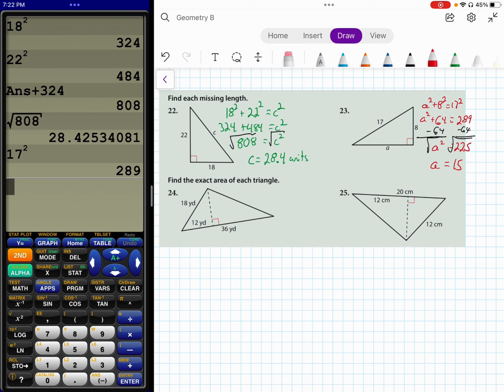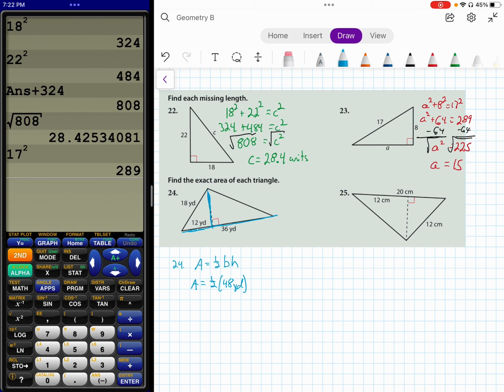So that was using Pythagorean theorem to find missing sides. For 24 and 25, we'll still use Pythagorean theorem to help us find the exact area of each triangle. So we want to find the exact area. So here we are at 24. We know the area of a triangle is 1/2 base times height. Well, the base is this entire length here, so that's 12 plus 36. It's easy enough. So the base is 48 yards. We don't have the height though, and so we need to do a little bit of extra work to help us find the height. Well, the height is right here.